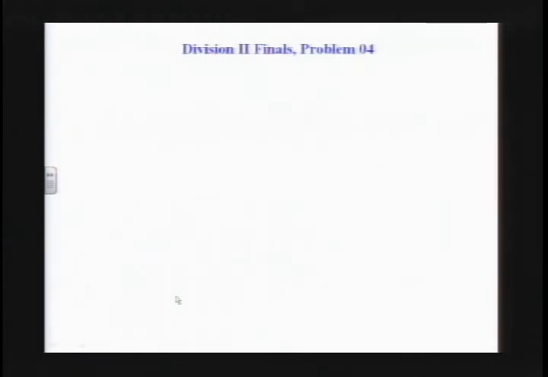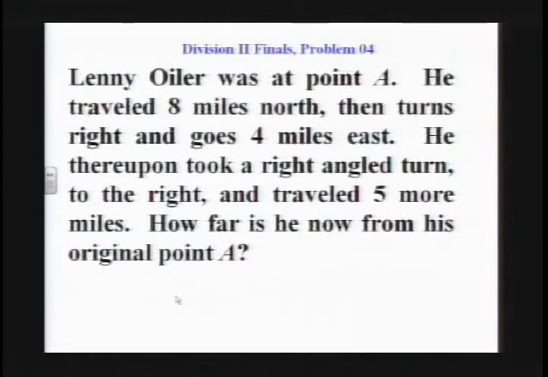Question number 4, please. Lenny Euler was at a point A. He traveled 8 miles north, then turns right and goes 4 miles east. He thereupon took a right-angled turn to the right and traveled 5 more miles. How far is he now from his original point A?